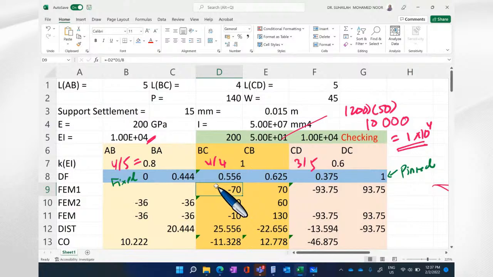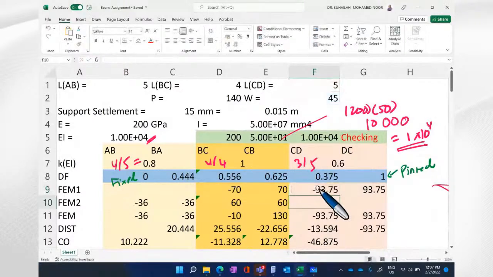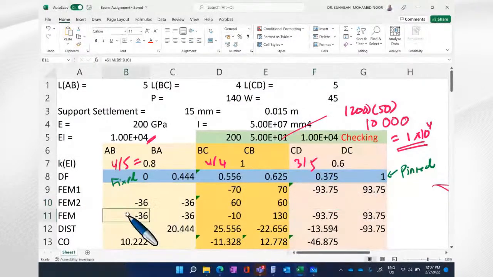Then we do the same for member CD. We calculate the fixed end moment, which is equal to WL squared over 12. W is 45 times L, 5 squared, divided by 12. WL squared over 12, we get negative 93.75. So the other one must be positive.